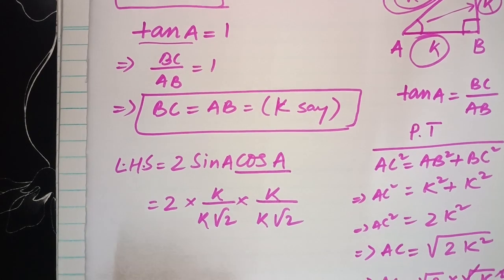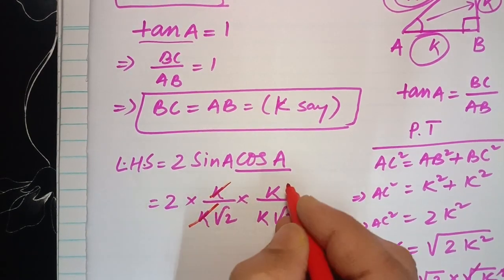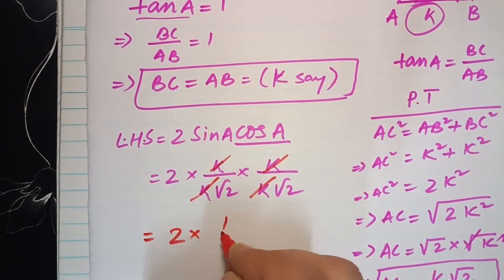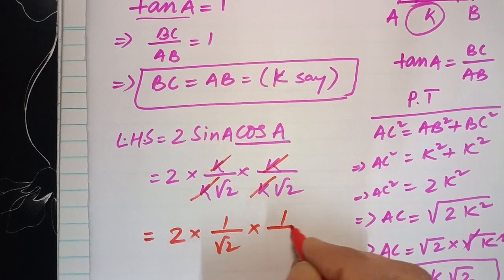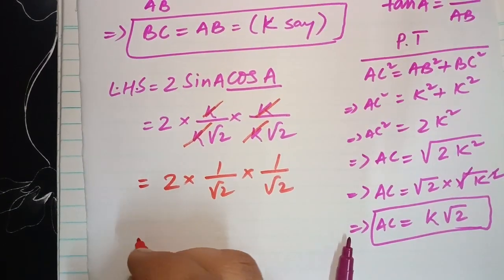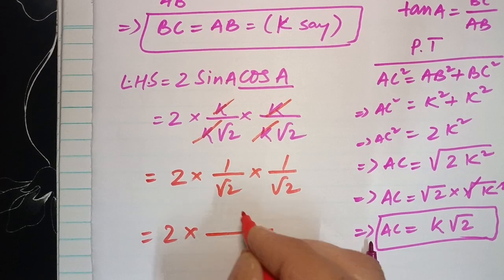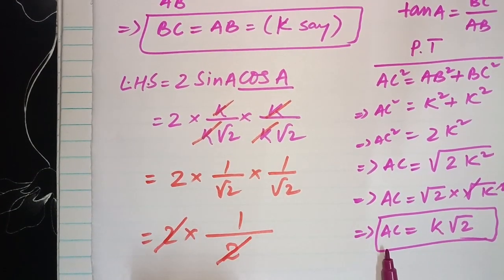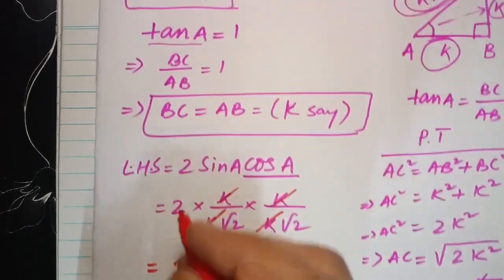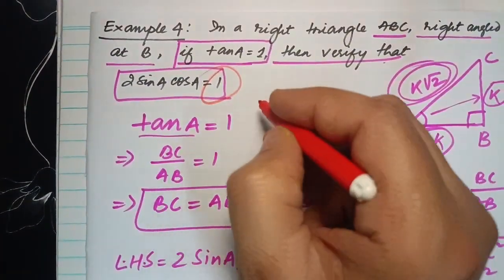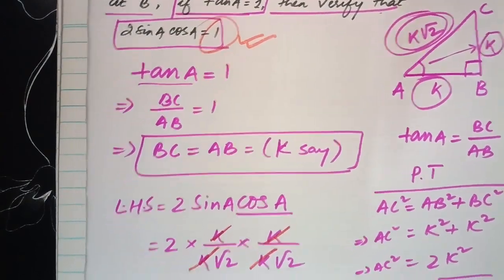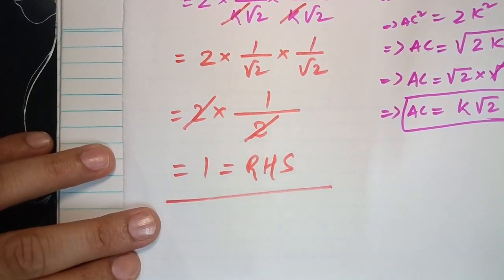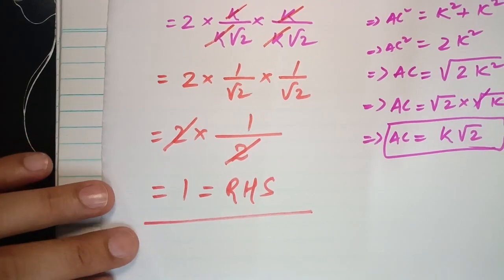Now if I cancel these two, I am left with what? 1 by root 2 into 1 by root 2. If I continue, then root 2 and root 2 will become 2, and if I cancel these two again, I am going to get 1. And what are they asking me to solve? Your right side should be 1. So my right side is 1. So I have just verified it. So in this way we have completed another question.